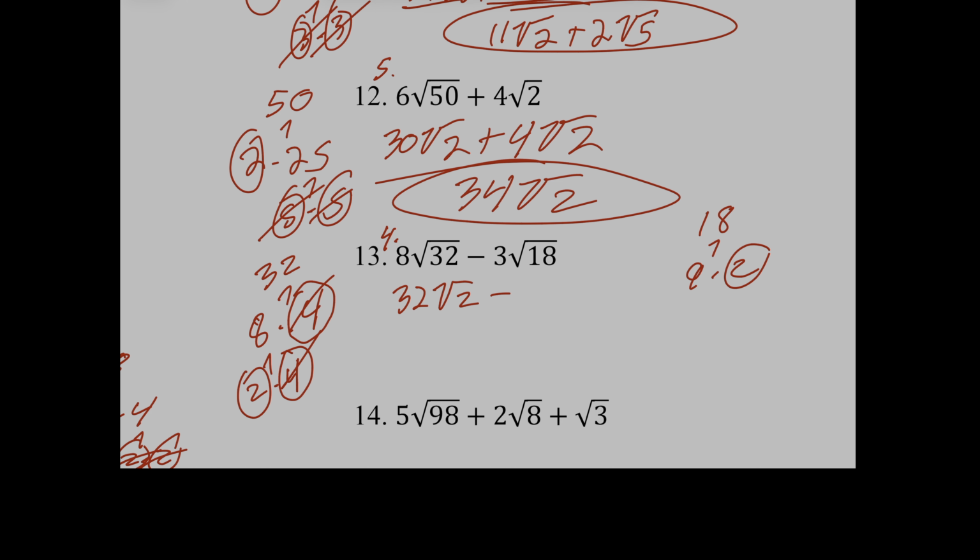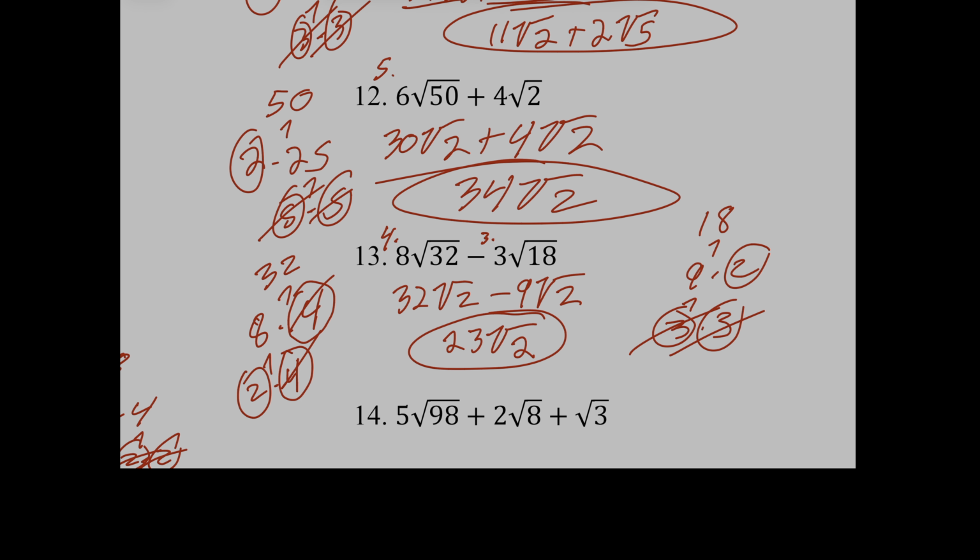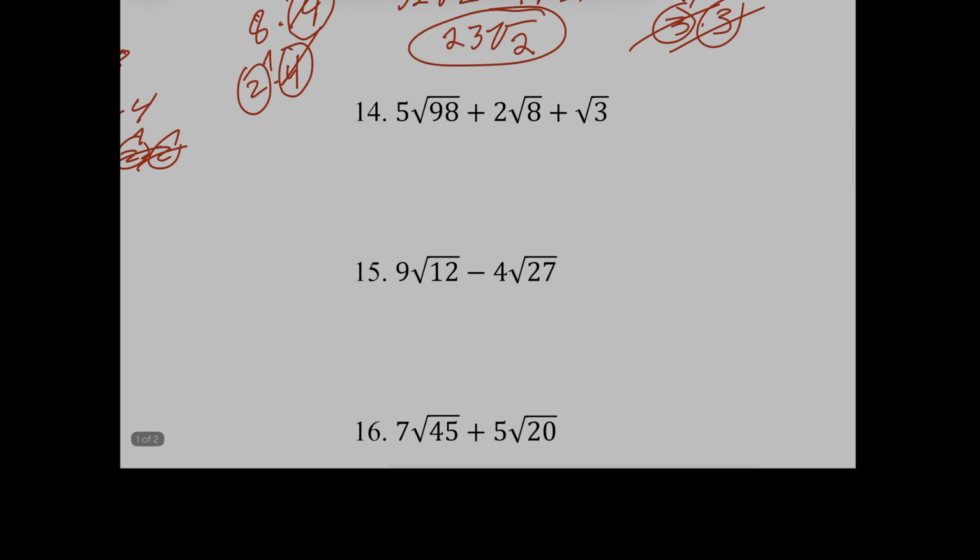18, that's going to be a 9 times 2, and that's going to be a 3 times 3. I can pull out a 3, which will match with that 3, so it's going to be 9 root 2. When I subtract them, I'm going to get a 23 root 2. And I'm done. Let's keep going.